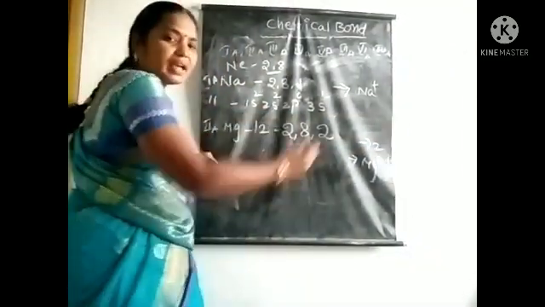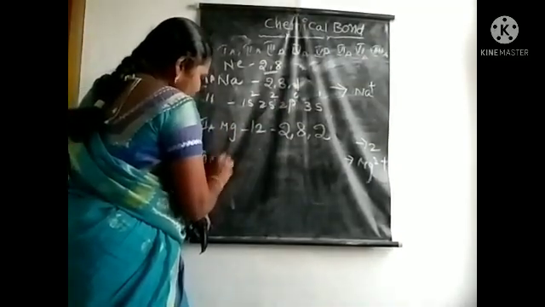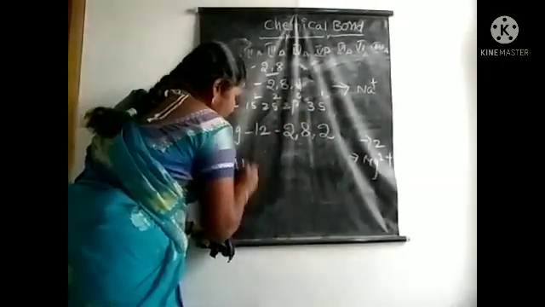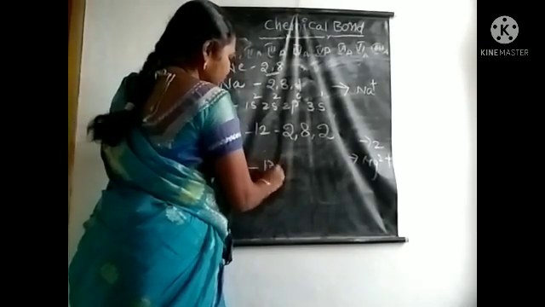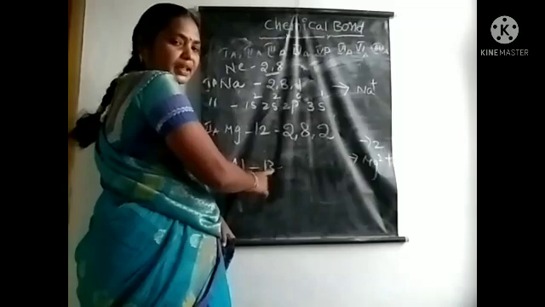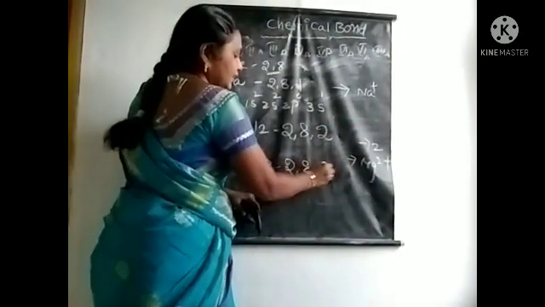Next, let us observe the third A group elements, for example aluminium. Its atomic number is 13, and its electronic configuration is 2, 8, 3.